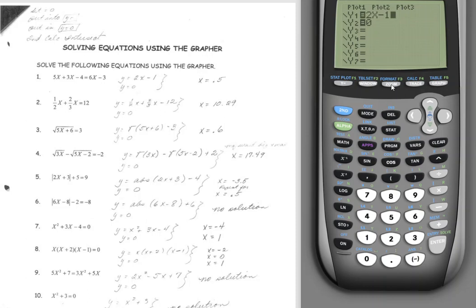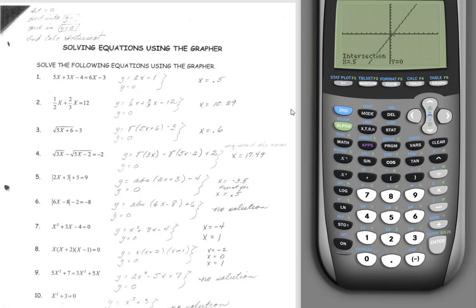And then we're going to graph. We're going to do a zoom 6 because we don't know what our last window was. And we only see one line. The y equals 0 is the x-axis, and the x-axis is where your solutions occur. So all we have to do is second calc 5 and enter, enter, enter, and our answer is 0.5. If we did all the algebra here, we would get that x was equal to 0.5.